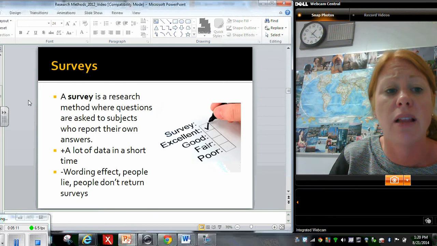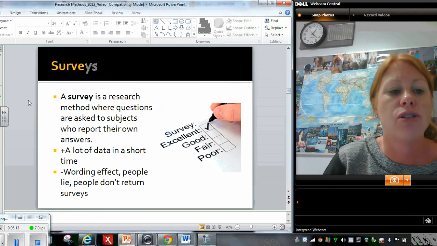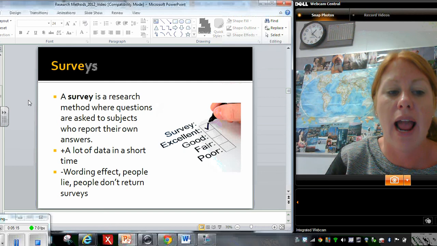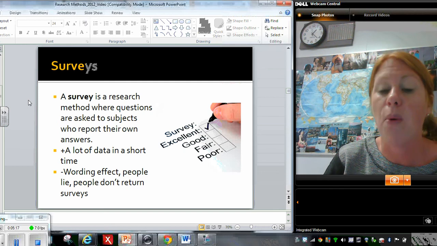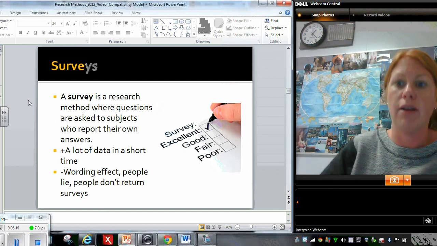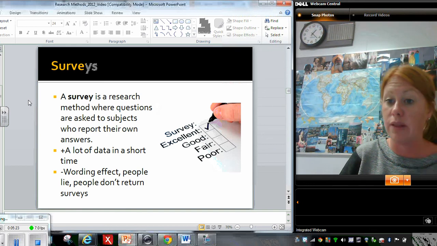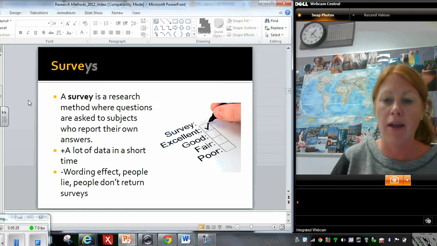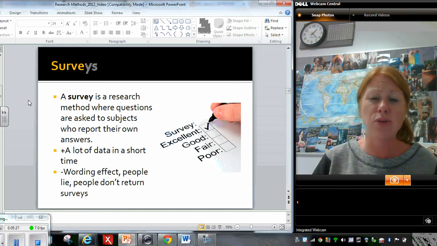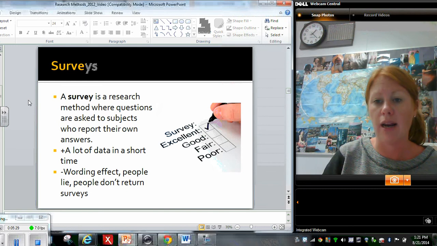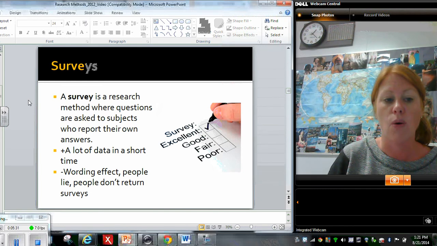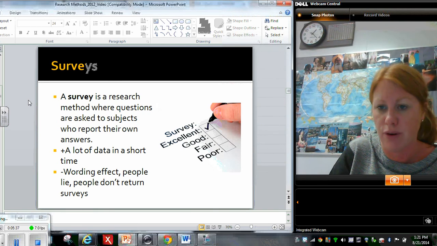And the last one to take a look at is survey. Survey is a research method where questions are asked to subjects and they report their answers. The good thing is you get a ton of data at once. I want to know whether or not computers are working in the school. You can send out a survey. The bad thing is sometimes the wording of the survey can skew the data. You don't understand the question. Or people often lie. You just want to get it done. Or people don't return the surveys.